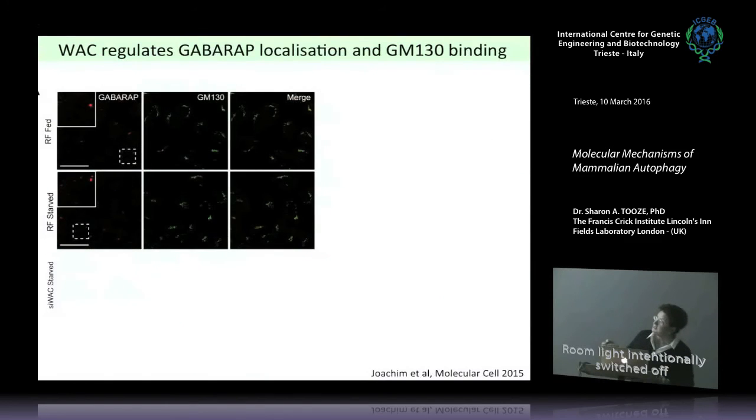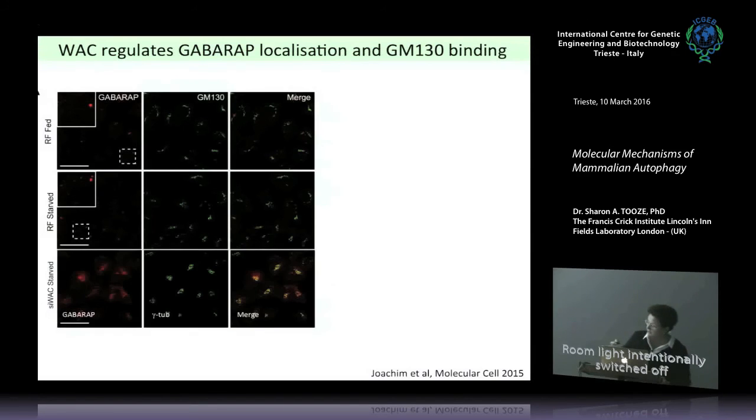And what we could also show, this is again GM130 and GABARAP colocalization in fed and starved cells. So you see the GABARAP, you can't really see it well here, on the centrosome in this Golgi region. And we asked what the relationship of WAC is, so we know WAC binds to the GM130 and GABARAP is recruited. So we asked what was the function of WAC in this association, and what happens when you knock down WAC is that essentially you see a dispersion of the GABARAP from these punctate structures, which are both centrosomes and autophagosomes because these are starved cells, and an accumulation on the Golgi complex.